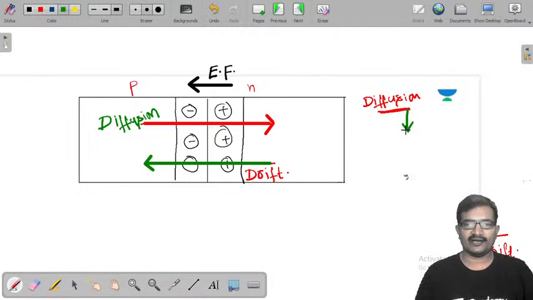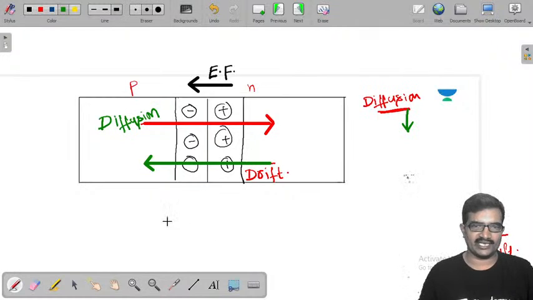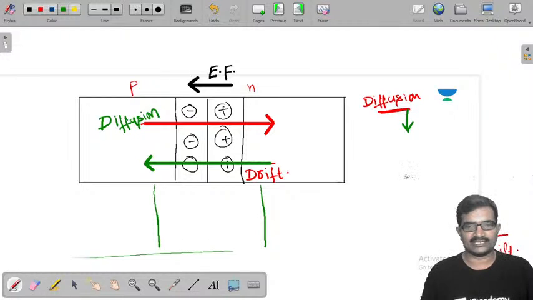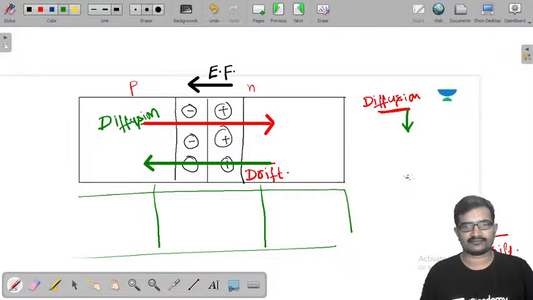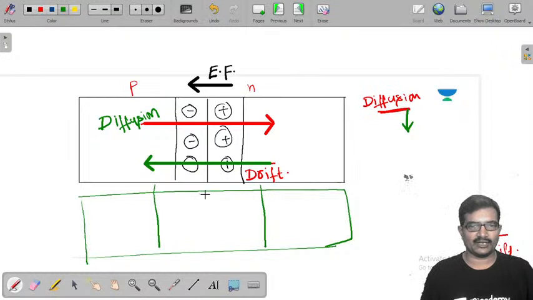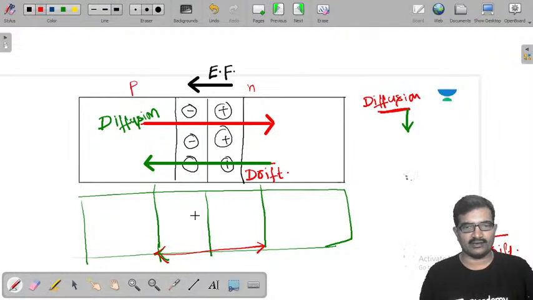Now during the diffusion process, recombination of carriers is taking place. Once recombination is taking place, the depletion width at the junction is also going to increase. This is the junction after diffusion and recombination. Now here is the depletion region width. Previously this was the depletion region, a smaller amount, now it is increased.